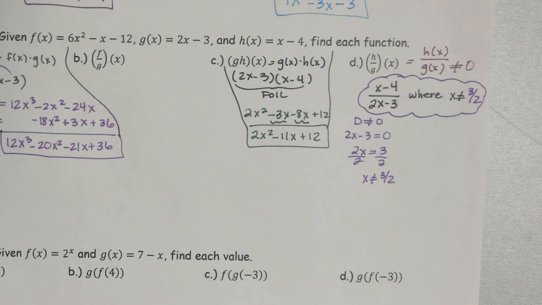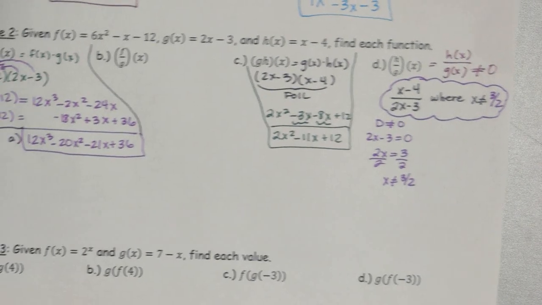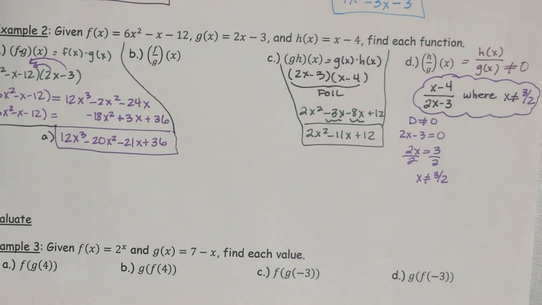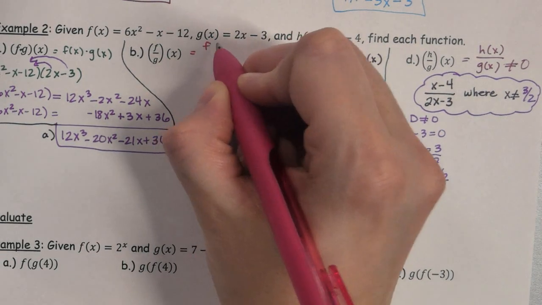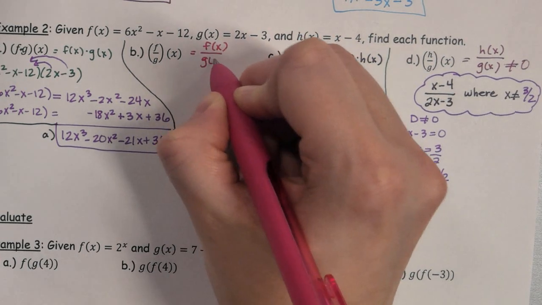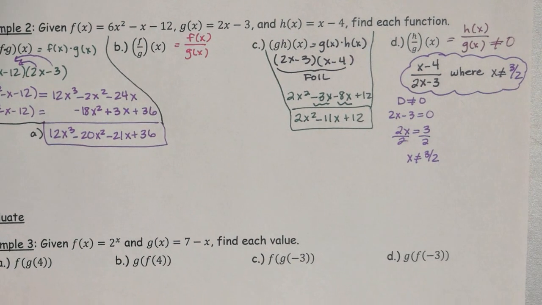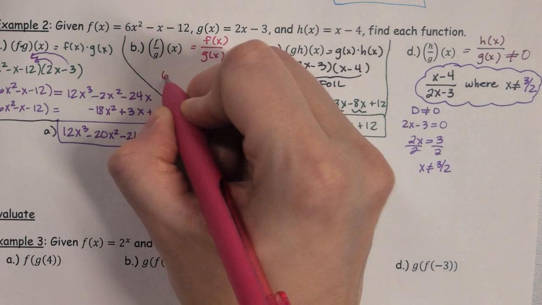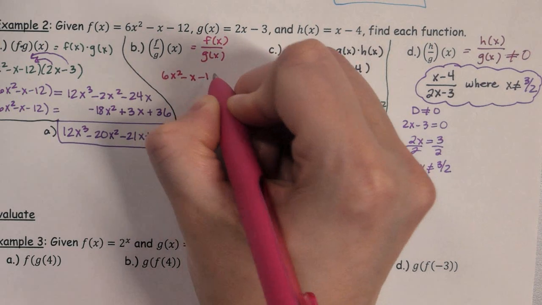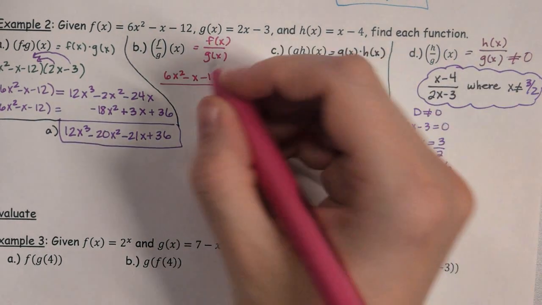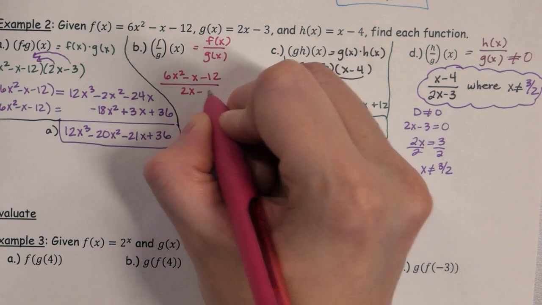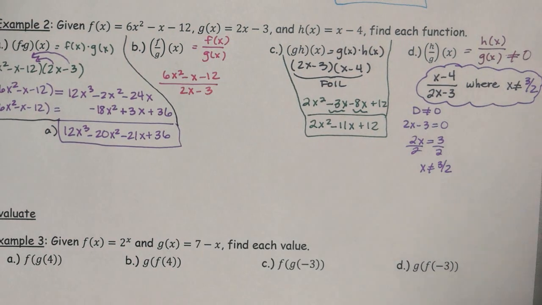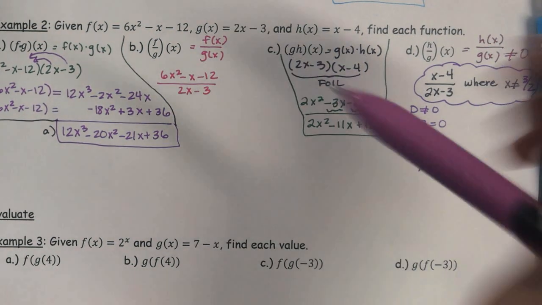All right, now we're going to go to B, part B. So part B, you have division. You have f of x over g of x. But this one's going to be a little more intensive because your f of x is a trinomial. So you have 6x squared minus x minus 12. So what you want to try to do with the trinomial is what? Factor it.